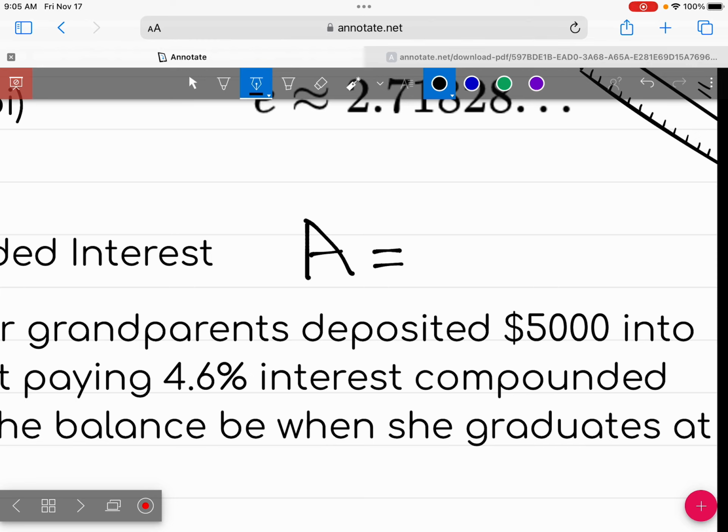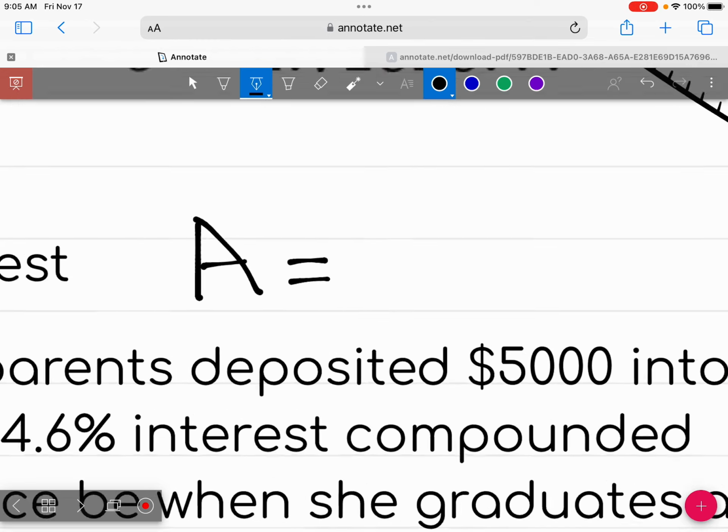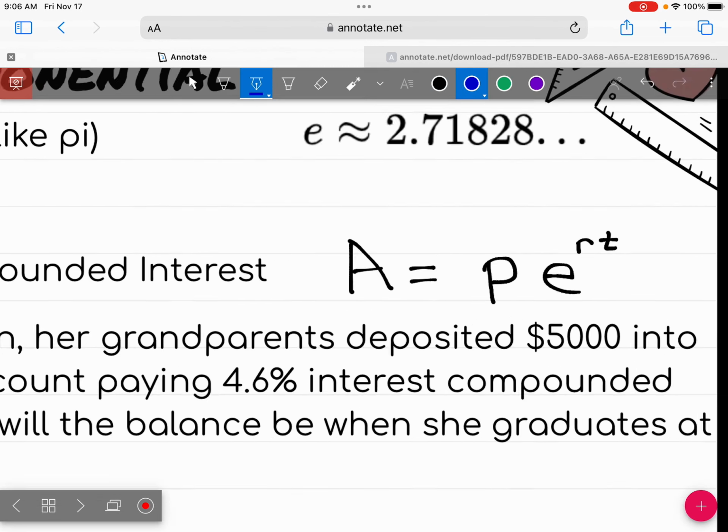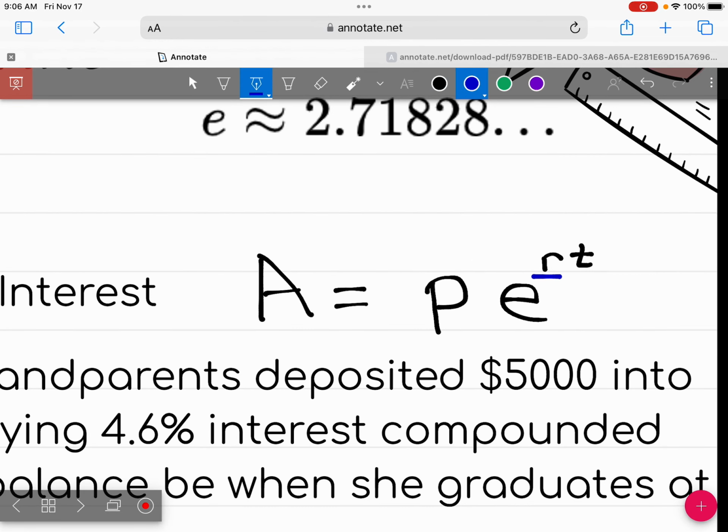All right, so the continuously compounded interest. It's the one that looks super duper different, but it's actually super easy to do. Our principal times E to the power of our rate times time. Pert. E is a button on the calculator. Our rate, we still use exactly the same way. We put our decimal form of our rate, whatever our unit of time is.